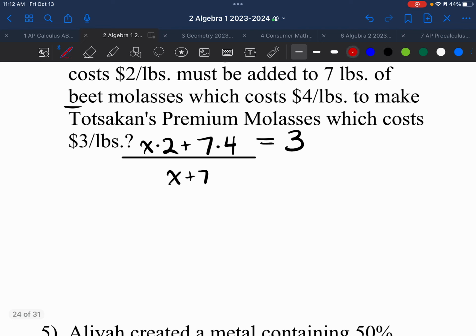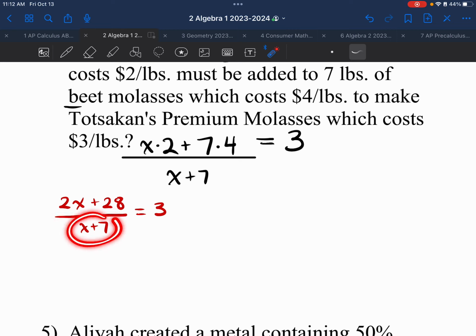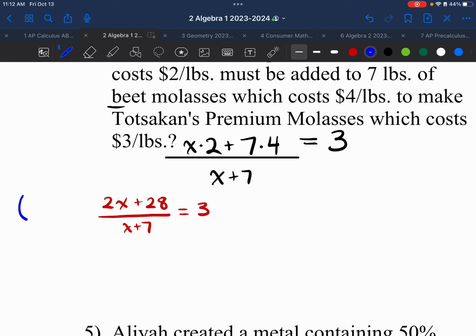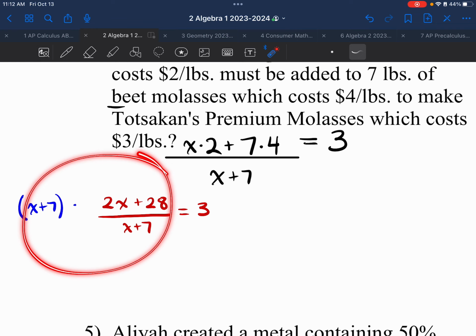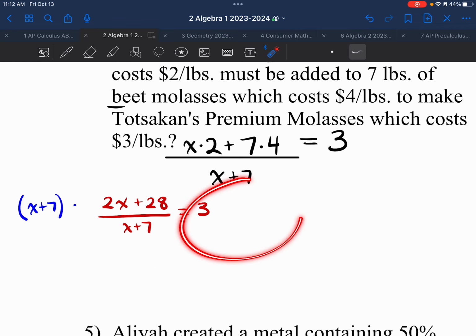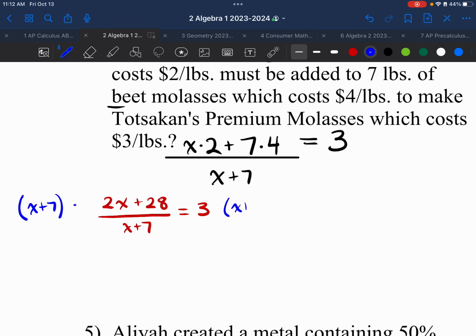I'm going to multiply 2 times x to get 2x. I'm going to add this with 7 times 4, which is 28. And this is all going to be divided by, unfortunately, still x plus 7, and that's still equal to 3. In general, whenever you have a fraction, you're trying to get rid of the fraction. So I need to get rid of this pesky x plus 7. To get rid of divide by x plus 7, I do the inverse operation and multiply by x plus 7. The entire left-hand side is being multiplied by x plus 7, and the entire right-hand side is going to be multiplied by x plus 7.